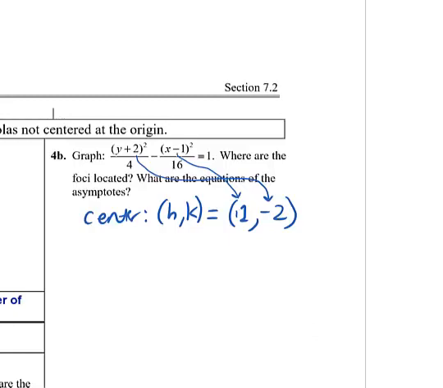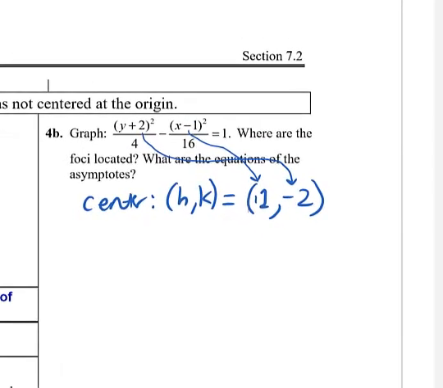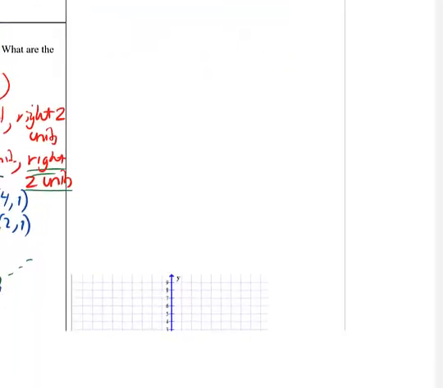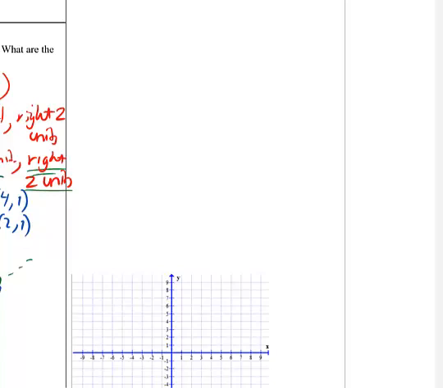All right. Center's there. Let me see. Just to get ready for what's going on, I'm going to plot that center. 1 comma negative 2. 1, negative 2 is down here. Okay, so everything's going to be centered around that.